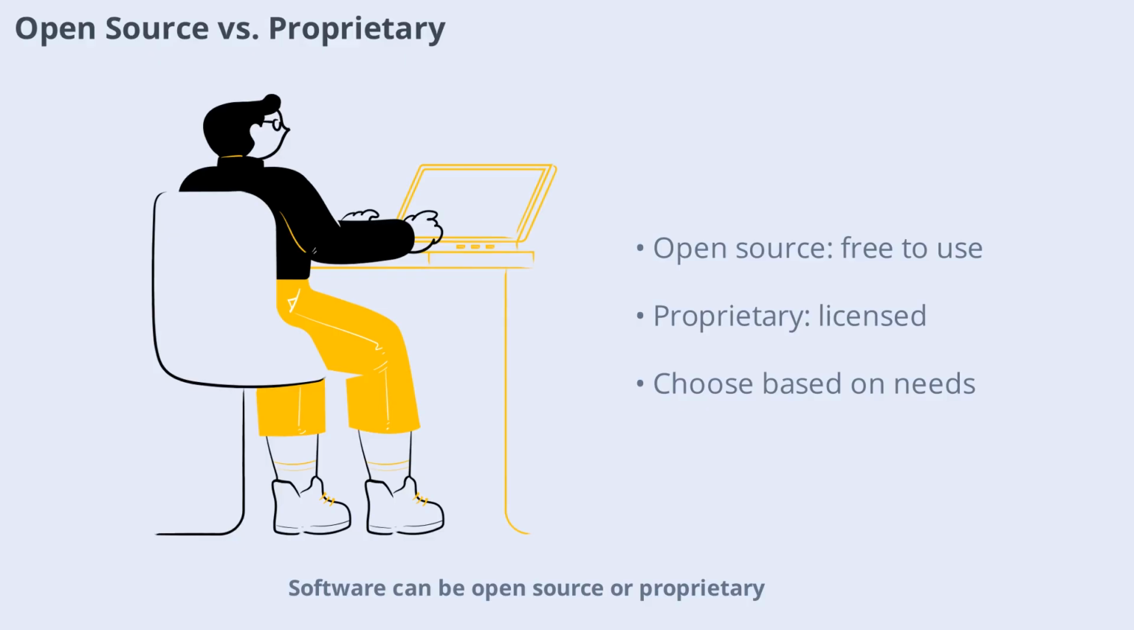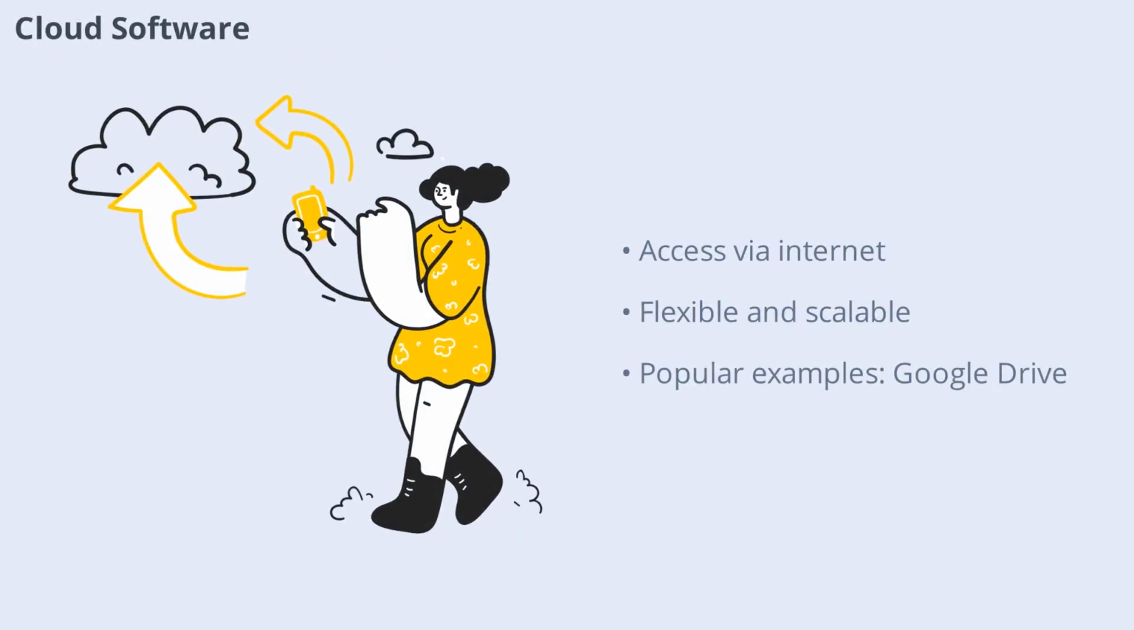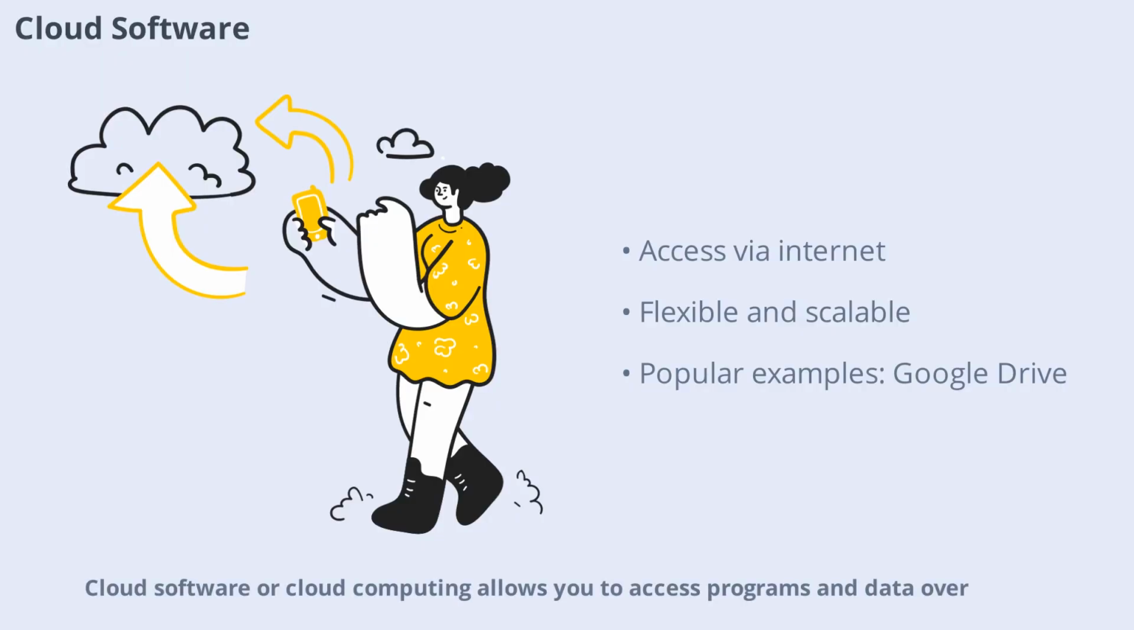Software can be open source or proprietary. Open source software is freely available for anyone to use, modify, and share. Examples include Linux and Firefox. Proprietary software like Microsoft Office is owned by a company and usually requires a license to use. Each model has its advantages, and the choice depends on your needs and preferences. Cloud software, or cloud computing, allows you to access programs and data over the internet instead of installing them on your device.